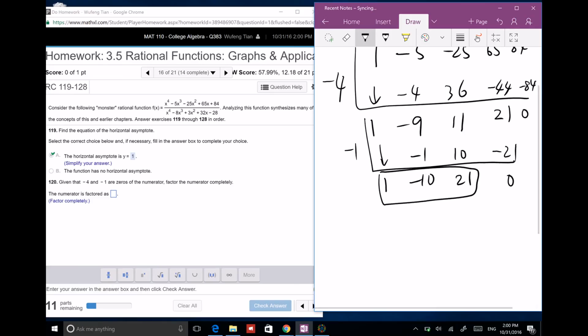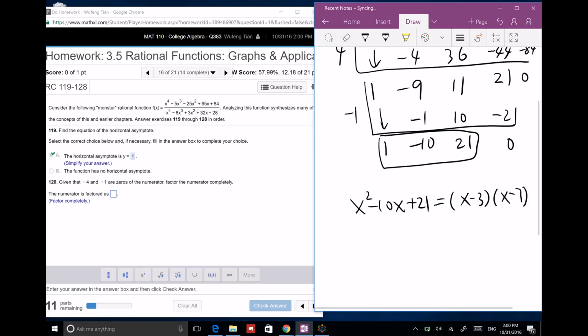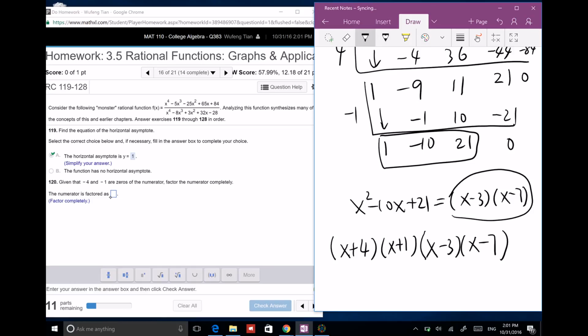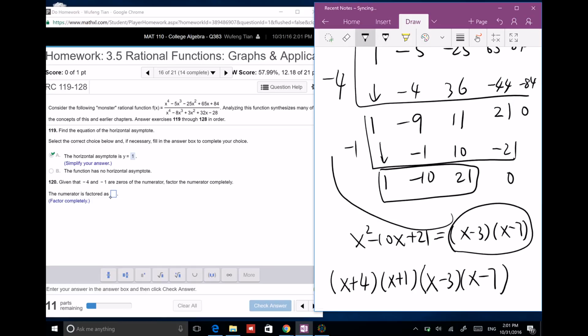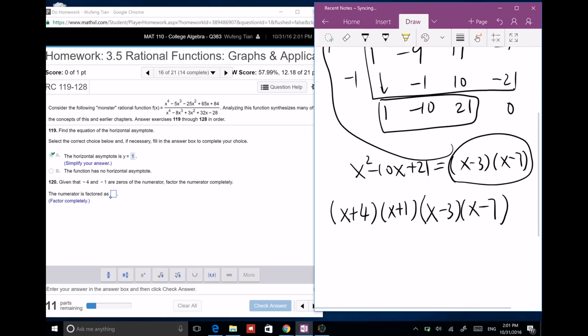So the remainder is x squared minus 10x plus 21. Factor this: x minus 3, x minus 7. So add the previous two factors: x plus 4 and x plus 1, because negative 4 and negative 1 are your roots, so plus 4 and plus 1 are your factors. And x minus 3 times x minus 7. So basically you have these two factors combined with the previous two factors. Okay, this is how you factor it.